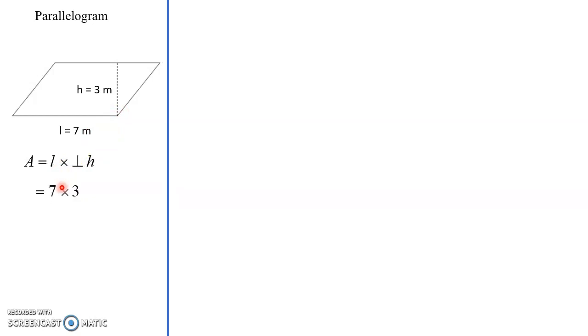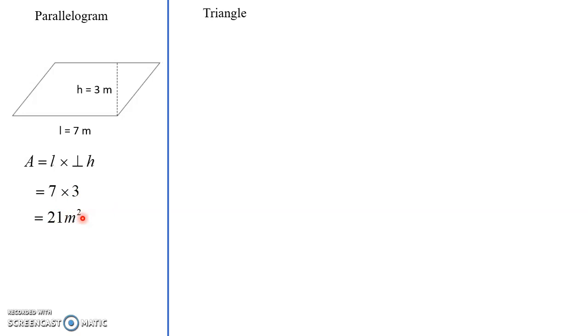In this case, it's 7, that's the length. The perpendicular height is this height here that I'm talking about, and that's 3. I end up with 21, and my units will be meters squared. In previous examples, whatever units you are using, for area, it is always square units.